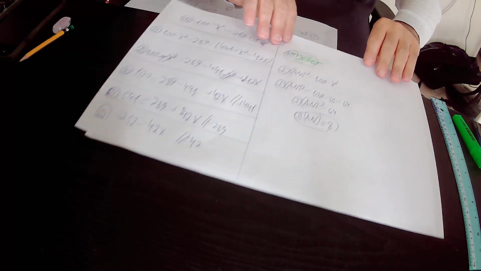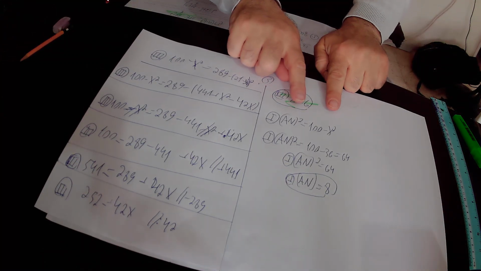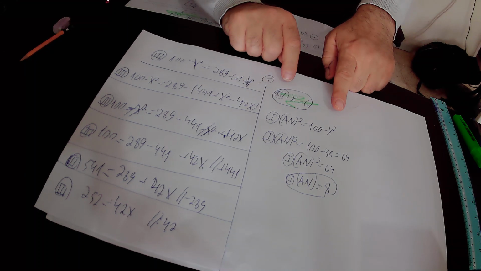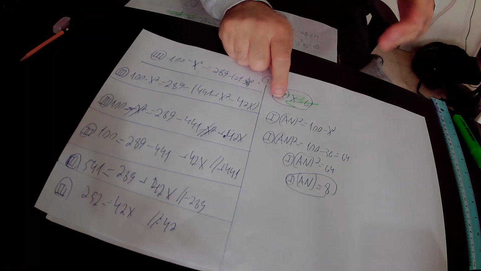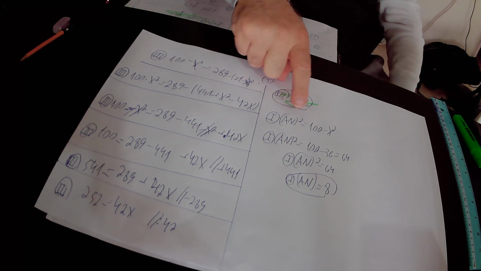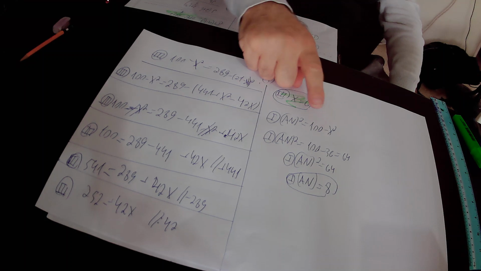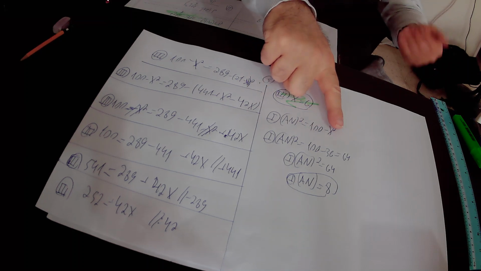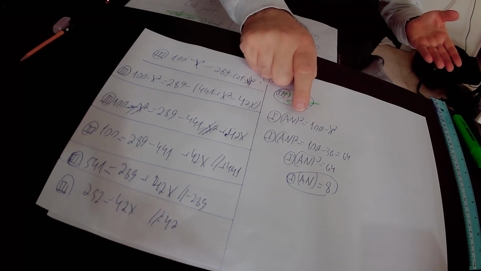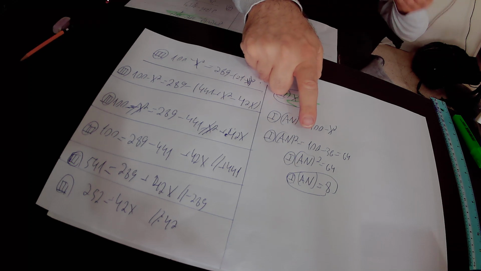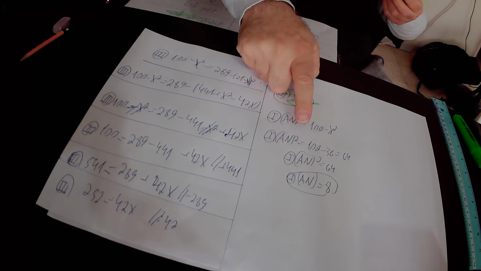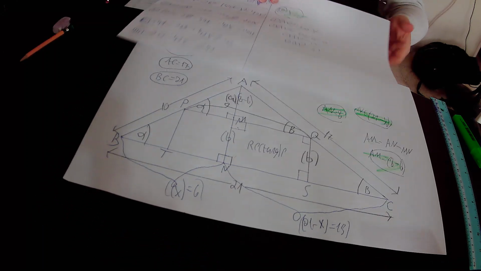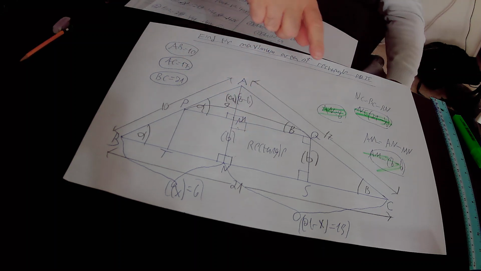According to equation 1, we found that AN squared equals 100 minus x squared. But x equals 6, therefore x squared is 6 squared, that is 36. So according to equation 1, AN squared equals 100 minus 36, that is 64. We take the square root of this equation and find that AN equals the square root of 64, that is 8. So this line segment AN is equal to 8 units in length.